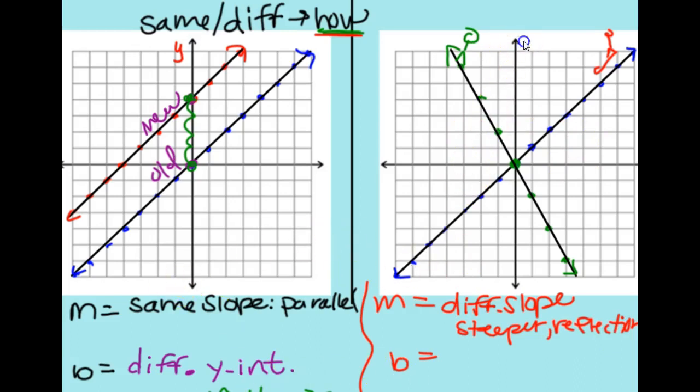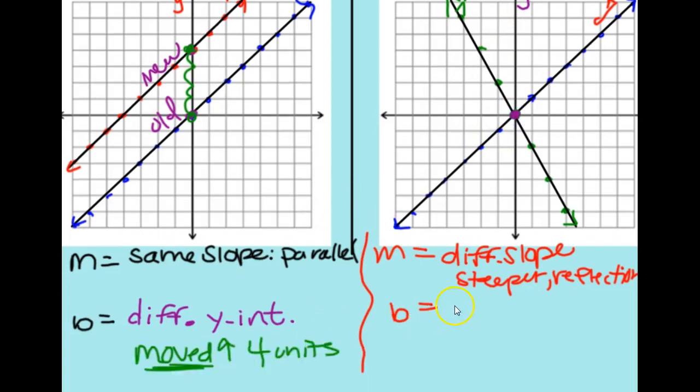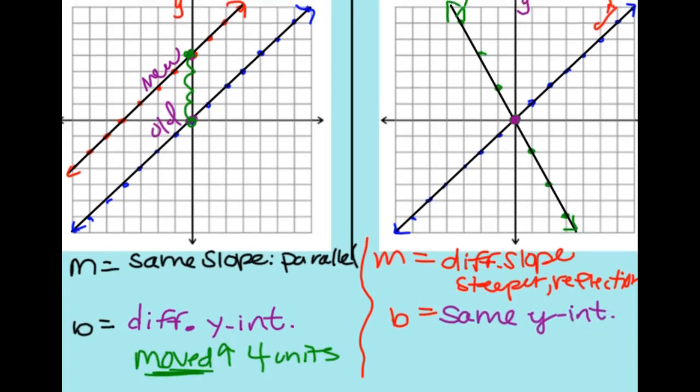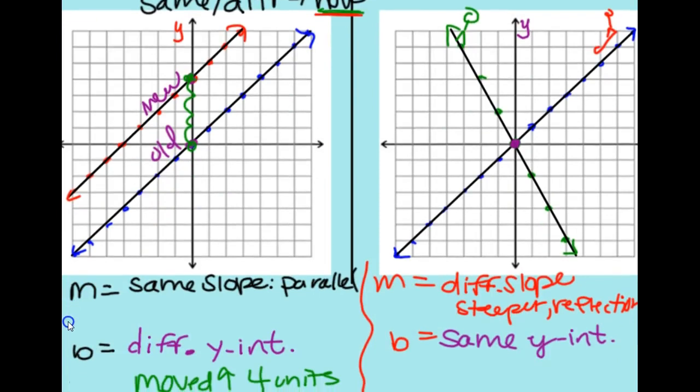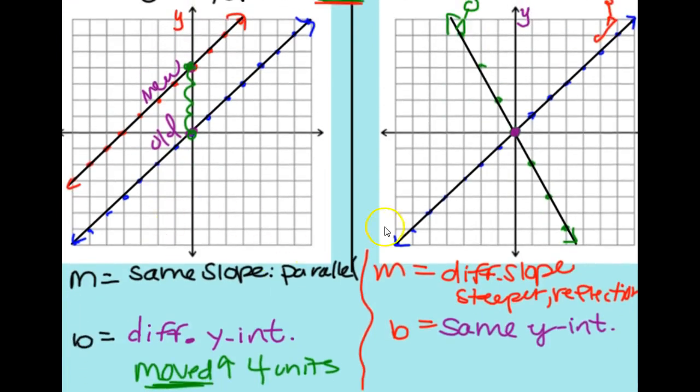And then last, our b is comparing our y-intercepts. These both cross at the same point right there, so you can just say the same y-intercept. And that's it. Make sure you include all of those words when you are comparing our two lines.